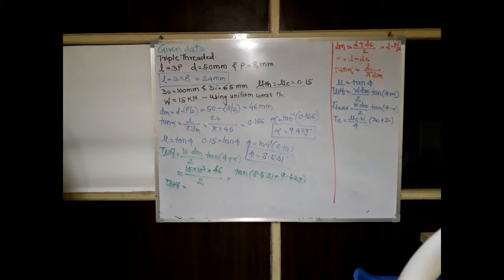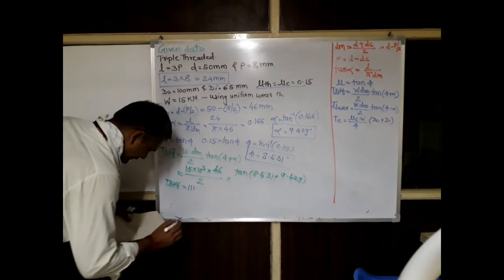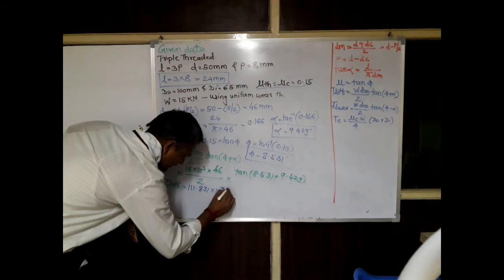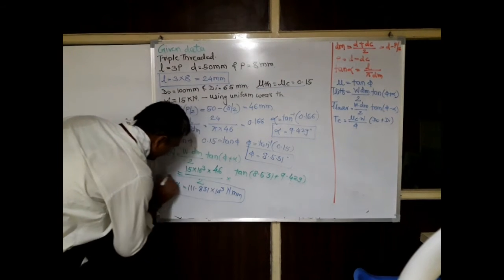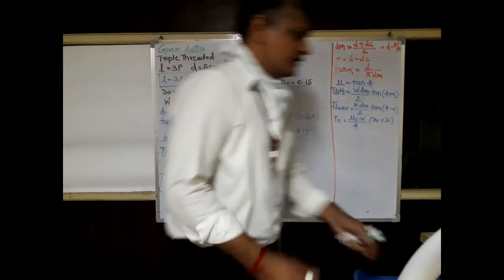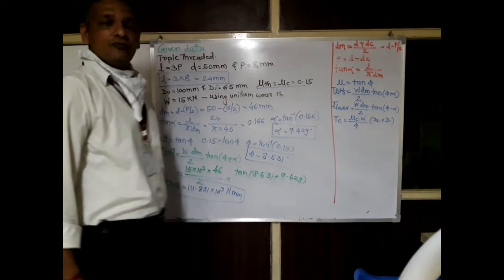Now calculate the answer of T lift. The T lift comes to be 111.831 into 10 raised to 3 Newton mm. This is the value of T lift. Now similarly, we want to find out the value of T lower. Both the things we need to find.